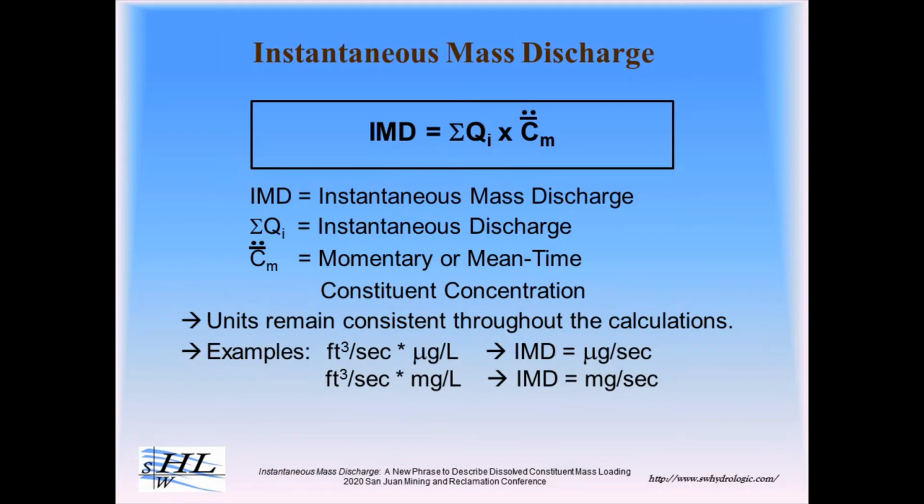IMD is the sum of the discharge across the channel, the instantaneous discharge, multiplied by the concentration, where this is a momentary or mean time constituent concentration, and we'll go over that a little later. I prefer that the units remain consistent throughout the calculations. For example, if you're measuring discharge in cubic feet per second and your laboratory results are in micrograms per liter, the IMD is represented as micrograms per second.